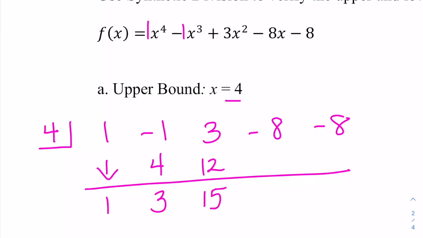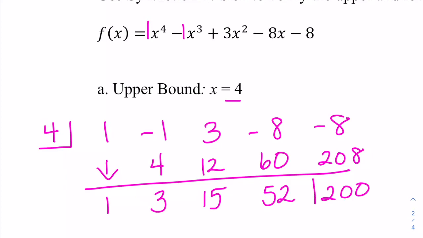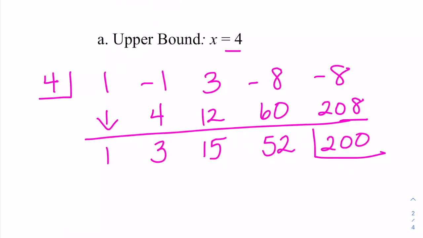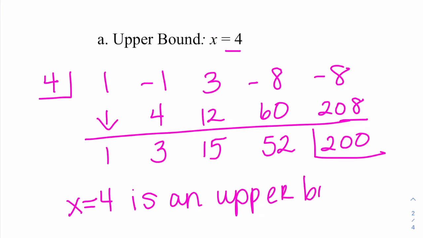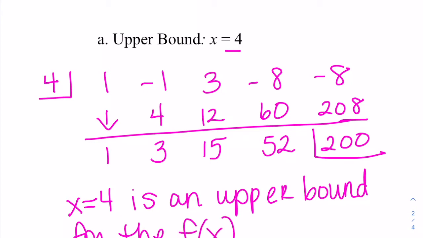So we have 15, 60, 52, and that'll be 208 or 200. That's the remainder. When we look at that last row, they're all positive numbers. So we can say that x equals 4 is an upper bound for the function. There will be no numbers greater than 4 that will be zeros for this function.